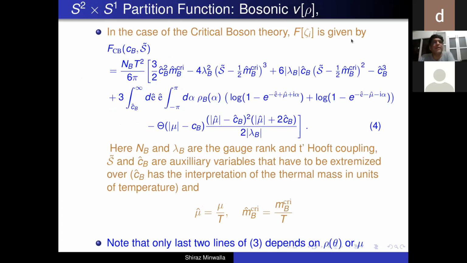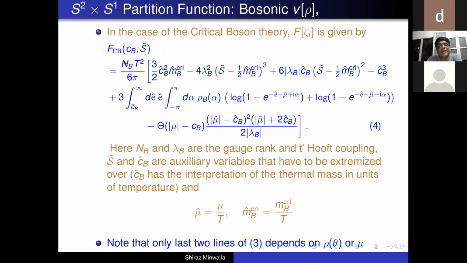But before we come to that, let's go on to the case of the critical boson theory. Once again, for the critical boson theory, this functional of rho that we have to integrate over is given by an off-shell free energy that's a function of auxiliary variables. In this case, these auxiliary variables are called C_B and S tilde. And we get this particular expression. Note it's very precise, right? There are 3s and 2s and 4s and 6s, and there's no ambiguity.